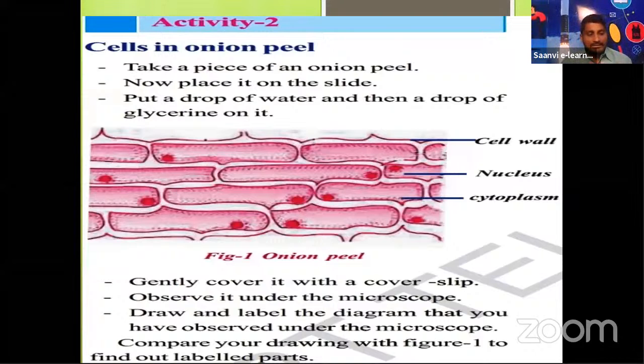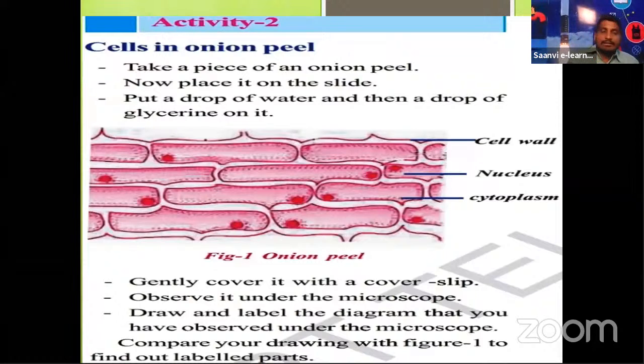Cells are similar in shape and structure, and cells are arranged in rows. We can see intercellular spaces. Intercellular spaces are present, and each cell has cell wall, nucleus, and cytoplasm. We can write these observations. Okay, children, these are the observations which we observed under the microscope, cells in onion peel.